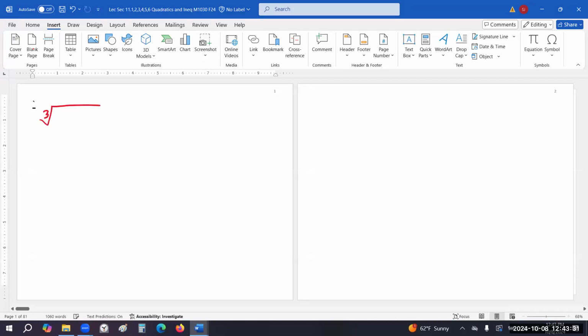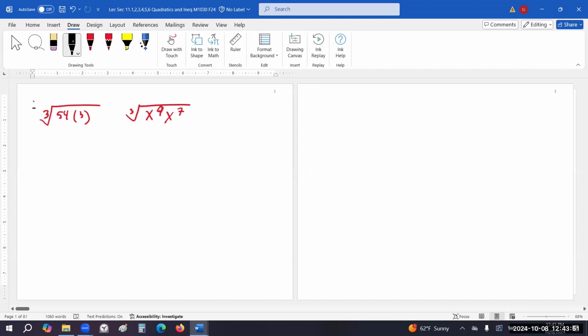So cube root of 54 times 3, and cube root of x to the 4 and x to the 7. Now, if you try to multiply 54 and 3, you're going to get a big number. So why are you wasting your time? Don't multiply big numbers, just split them. What two numbers come to your mind when you see 54? You see 27 and 2? No problem. 2 and 27. 27 would be 9 times 3 or 3 times 3 times 3.